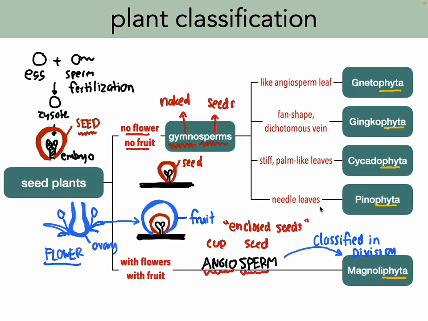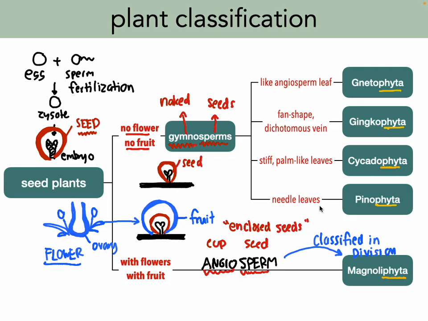So all the angiosperms, the ones with flowers, are classified in division Magnoliophyta. Most of the plants you're looking at right now outside here, practically everything that you can see, the big trees here, are all angiosperms. They are the ones with flowers. So if you see a plant with flowers, it is an angiosperm. Okay?